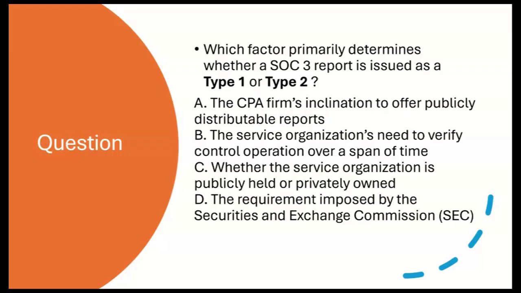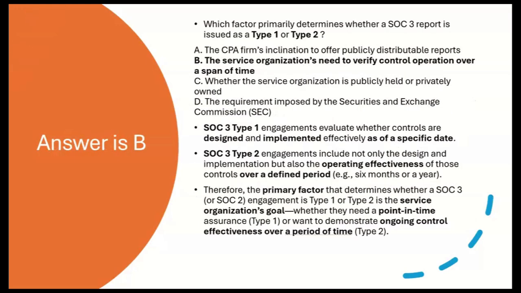Type 2. All right, which factor primarily determines whether a SOC 3 report is issued as a Type 1 or a Type 2? A, the CPA firm's inclination to offer publicly distributable reports. B, the service organization's need to verify control operation over a span of time. C, whether the service organization is publicly held or privately owned. D, the requirement imposed by the Securities and Exchange Commission. And the answer is B.